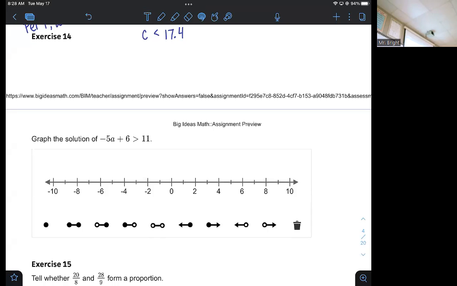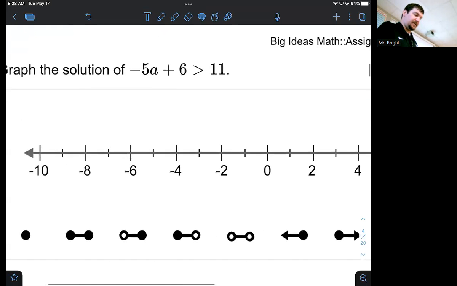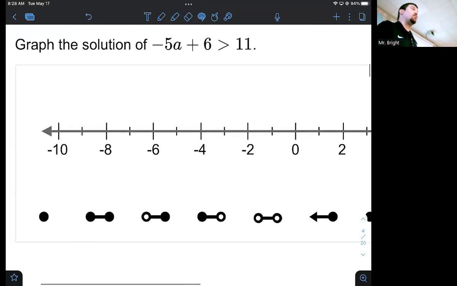Number 14, graph the solution of negative 5a plus 6 is greater than 11. Go ahead and write that inequality down on your paper. It's hard to solve an equation or an inequality if you don't already have it on your paper.